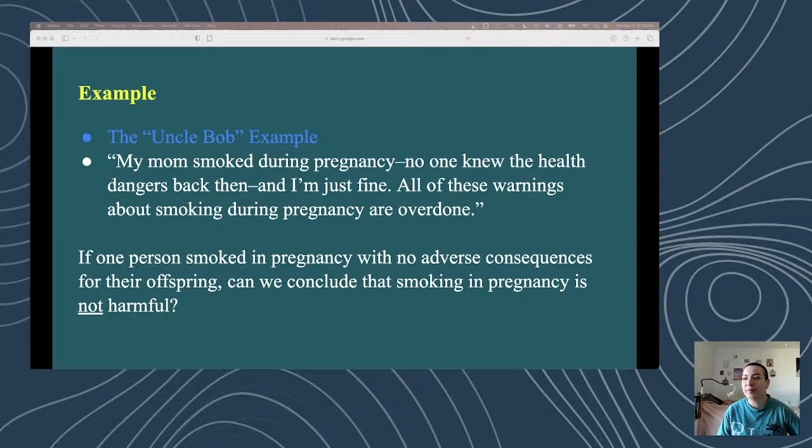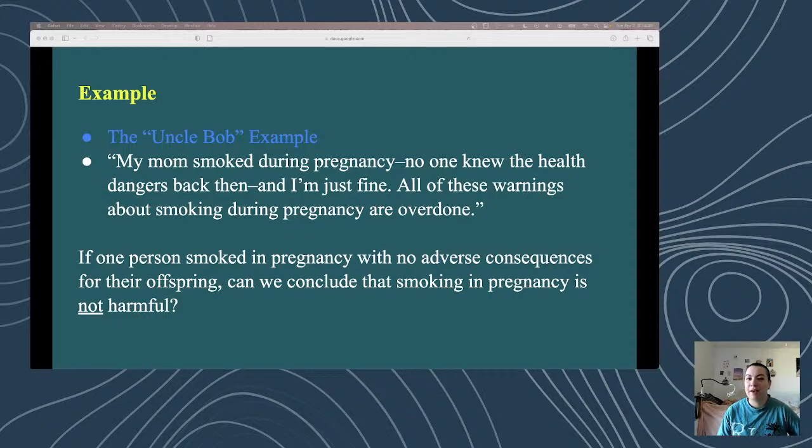Let's take your Uncle Bob. You probably don't have a literal Uncle Bob, and you probably wouldn't say this verbatim, but there are people in your life who probably believe this, and if there aren't people in your life, there are people in the narrative of the book we're reading. Uncle Bob said that my mom smoked during pregnancy. No one knew the health dangers back then, and I'm just fine. All of these warnings about smoking during pregnancy are overdone.